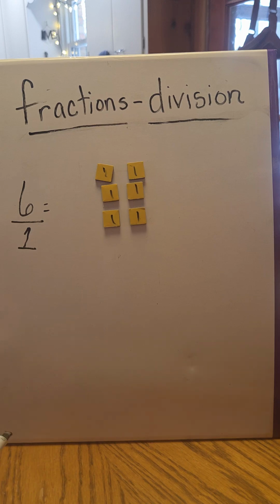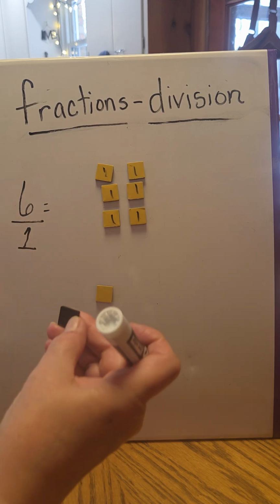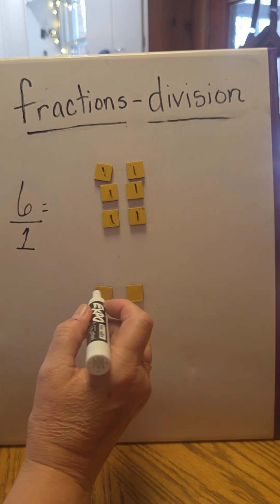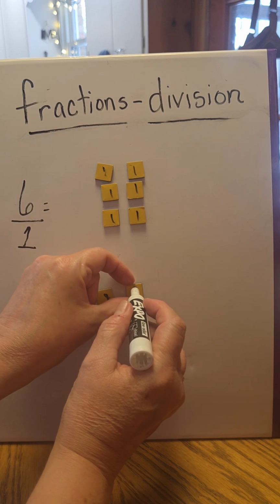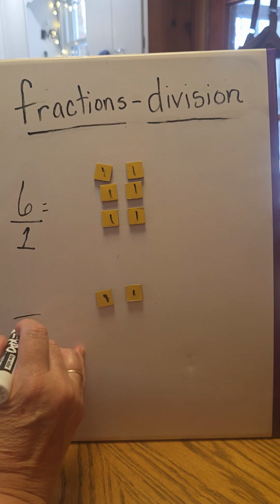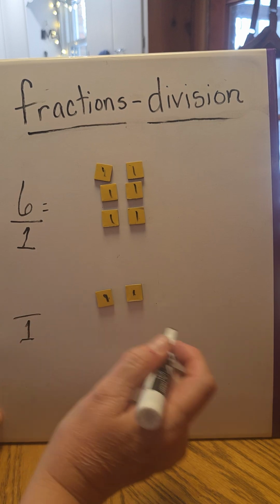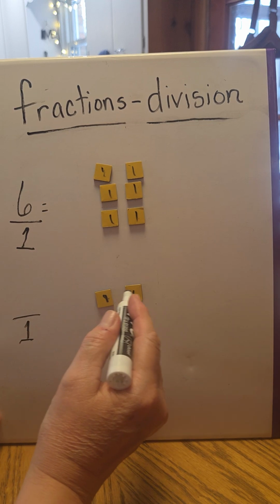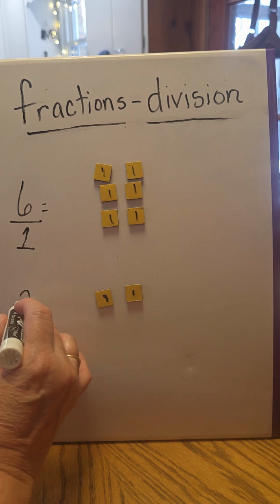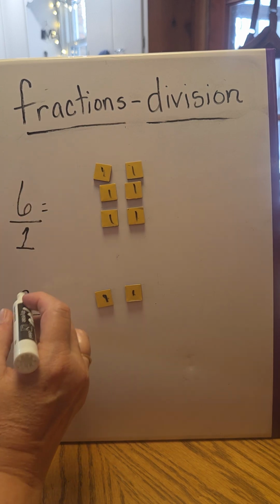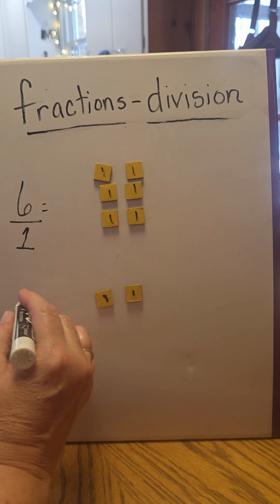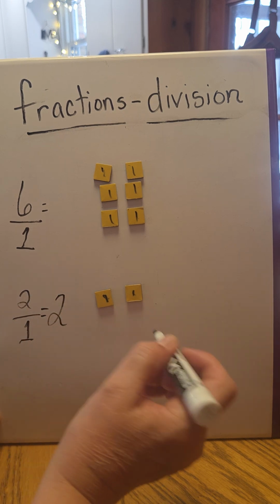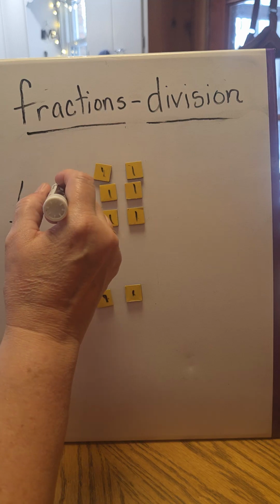Well, what about down here if I only had 2 of them? Here's a 1. Here's a 1. So what do I have? Ones. That's not a thing. I have whole units. 1, 2. I have 2 whole units. Whenever you see a number over 1, 1 is like 1 whole. What do you have? I have 2. We're used to just saying 2.